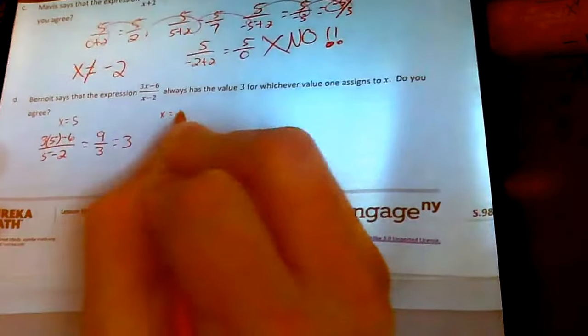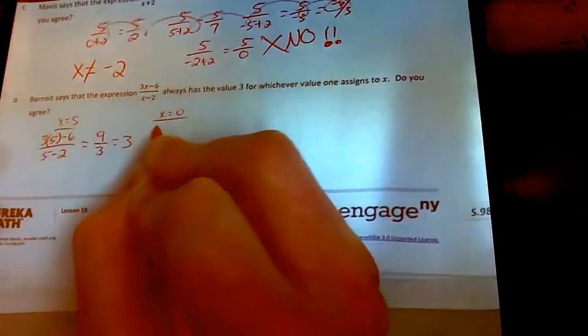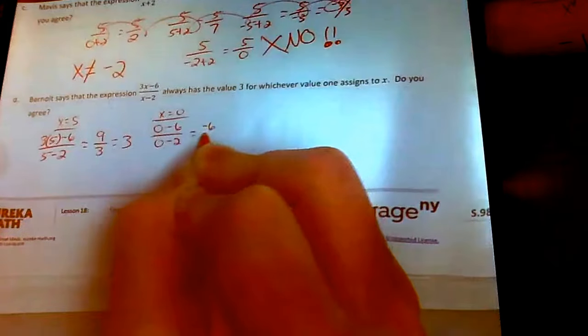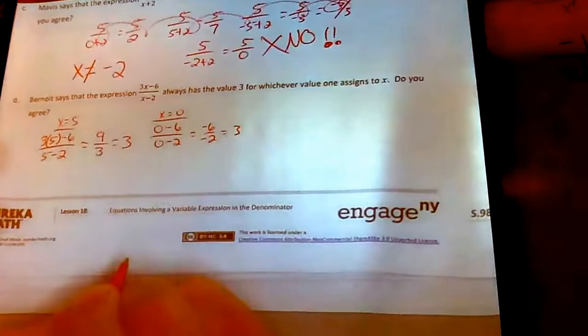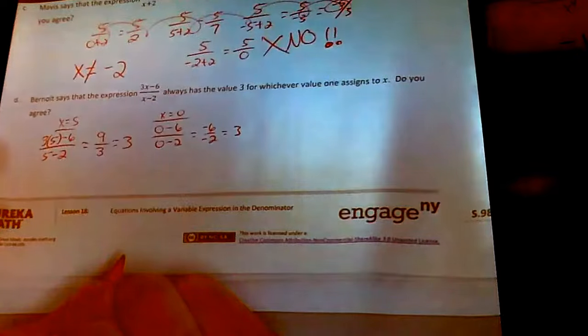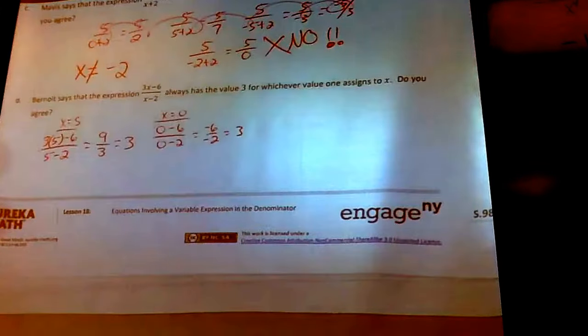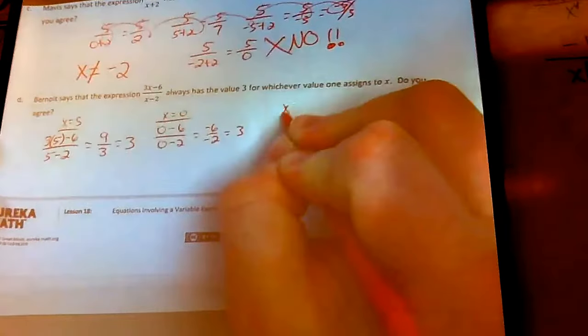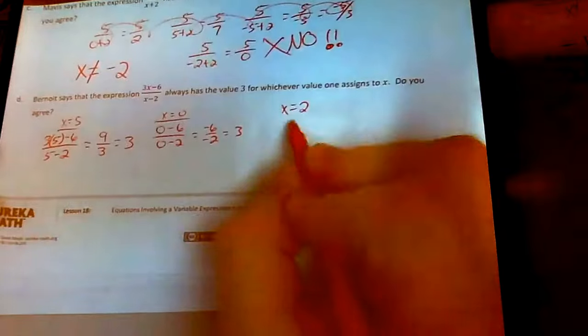If x equals 0, it's 3 times 0 minus 6 over 0 minus 2, which is negative 6 over negative 2, which is 3. It's 0 in parentheses. I'm blowing Justin's mind right now. It's not positive 2, it's 0 in parentheses.